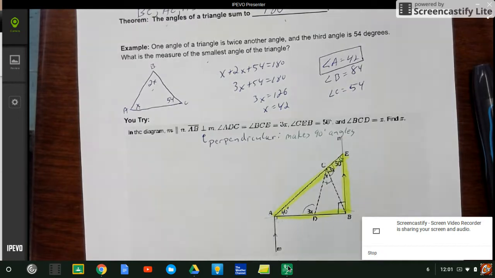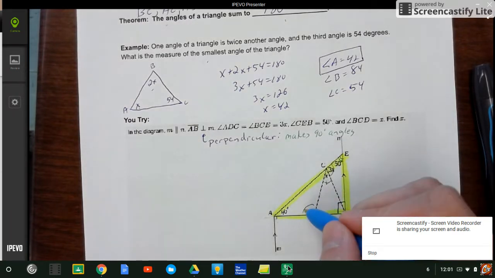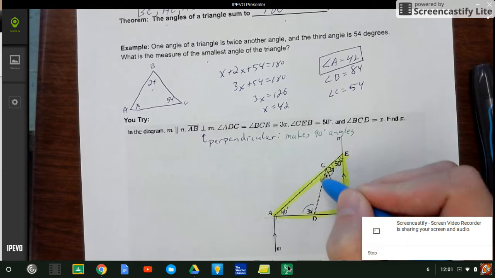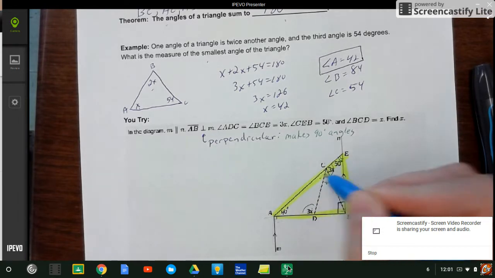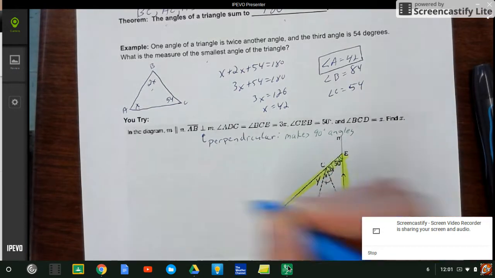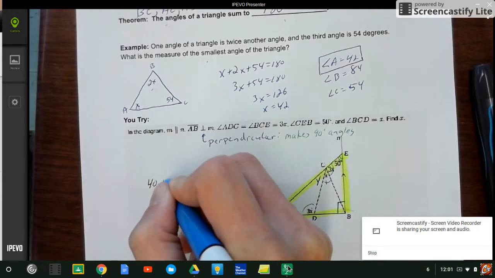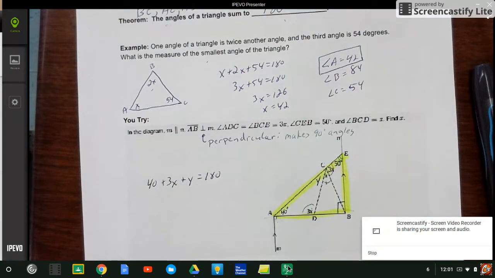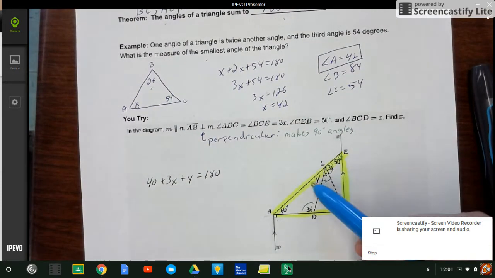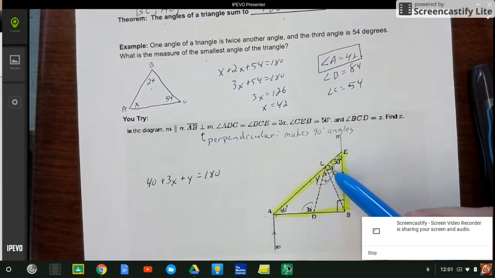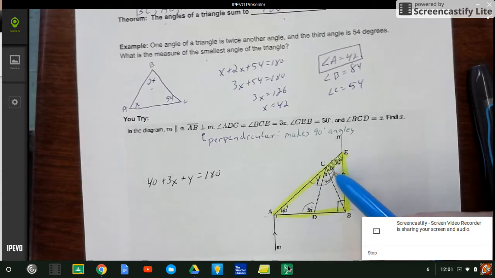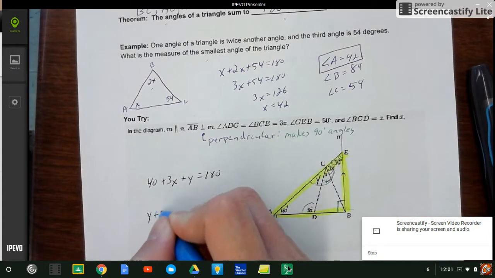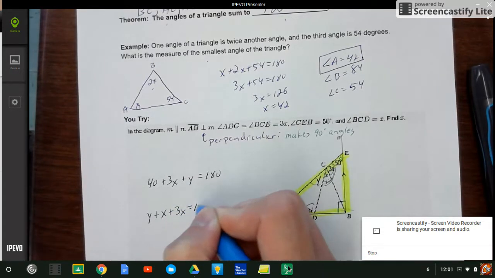Okay, now things get tricky because this 40, this 3X, and this missing piece have to add up to 180. I'm going to call this piece Y. So I know that 40 plus 3X plus Y has to equal 180. I also know that if I look at these 3 angles here, that creates a line. So I know that Y, X, and 3X have to be 180.